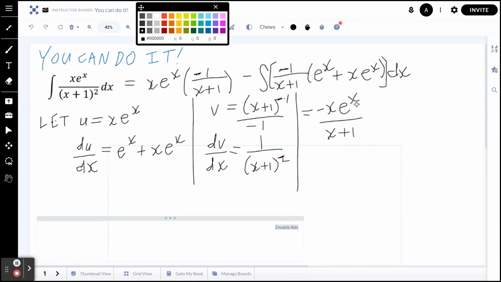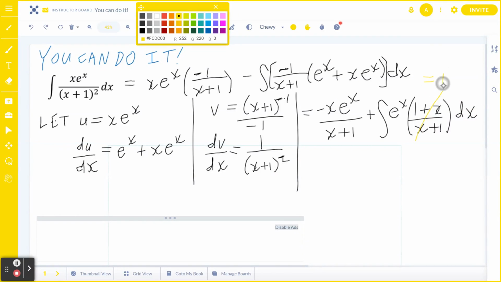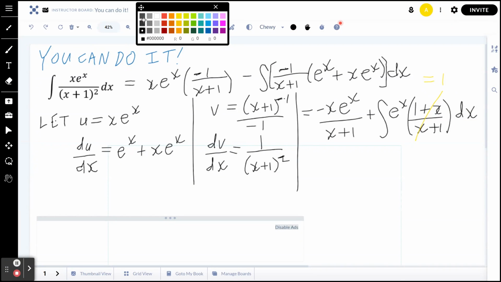But if you look at the second part, negative negative will give you positive, the antiderivative of, and again, you're going to take the common factor of e to the x to the front. And in brackets, you're left with 1 plus x divided by x plus 1. And again, you're integrating this with respect to x. So notice I can cross this out. That's going to be basically 1.